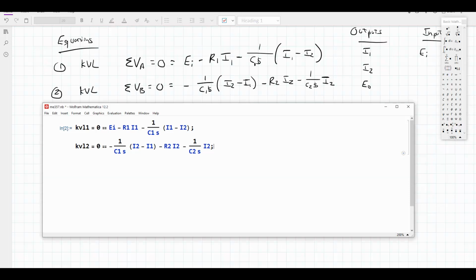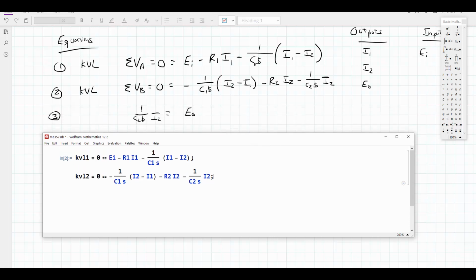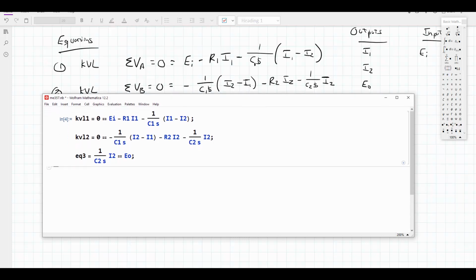And then the third equation, that is just saying what is the voltage drop across the capacitor, since that's ultimately the output voltage that we are trying to monitor. So I'll just call it EQ3. It's not coming from a KVL, and I can just copy this to save a little bit of effort, equals EO. All right, so those are our three equations here. Remember, we have three outputs, I1, I2, E out, or EO, and that one input EI. And we have to keep that in mind when we are doing our solve.